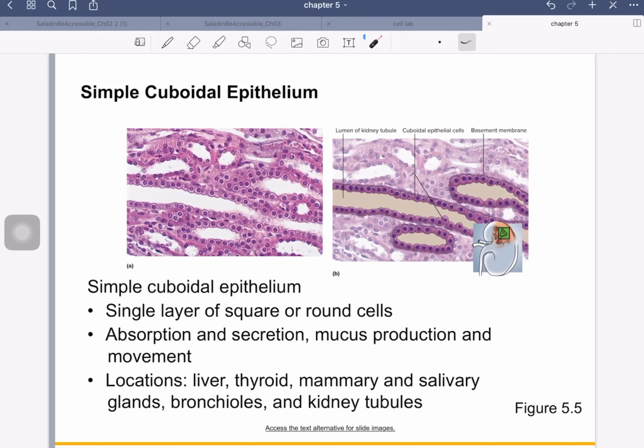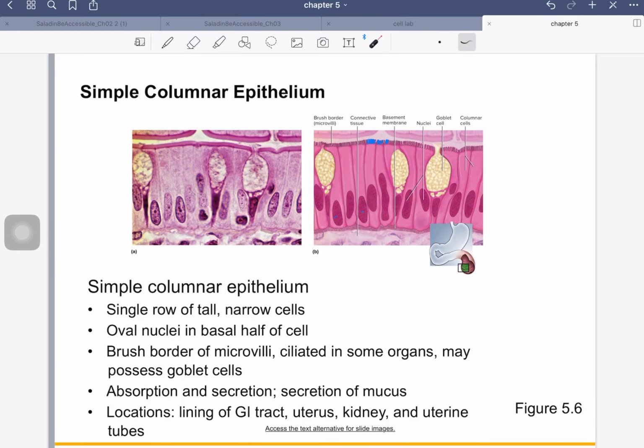So it's a single layer of round or square cells. They're good at absorbing, secreting, mucus production, and movement, and there's a number of organs where they exist. Now let's go to the simple columnar.